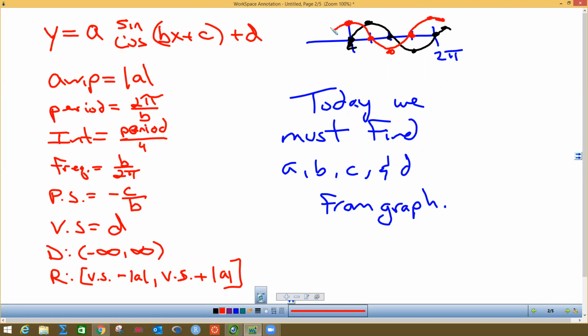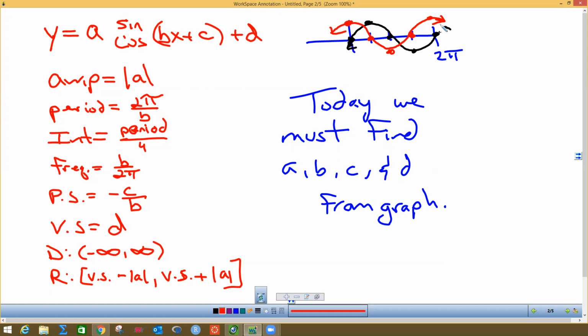So what can I do to make the red and the black be right on top of each other? What can I do to either one of them? What could I do to the red graph to put it exactly on the black graph? Horizontal shift. Well, what do we call horizontal shift in a trig function? It's got a different name. Phase shift.